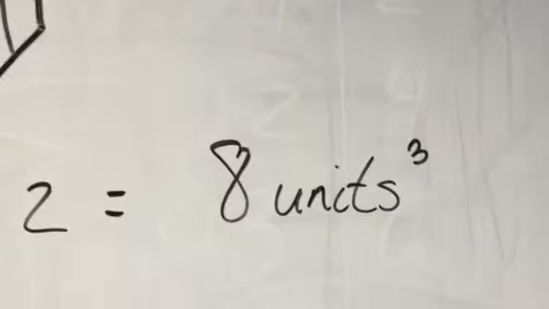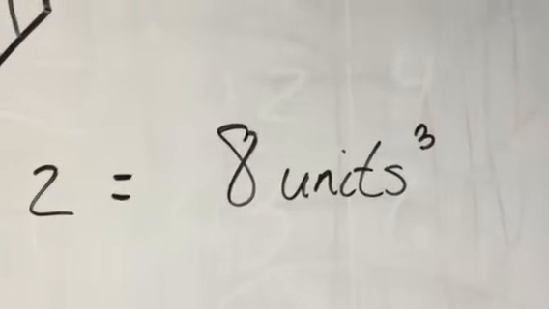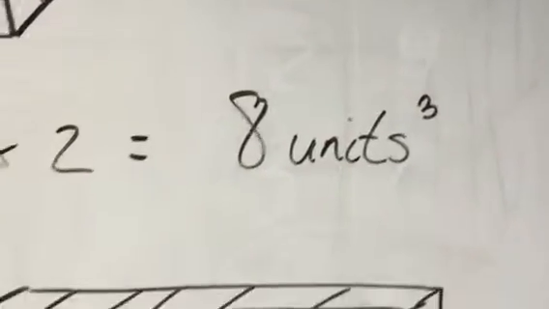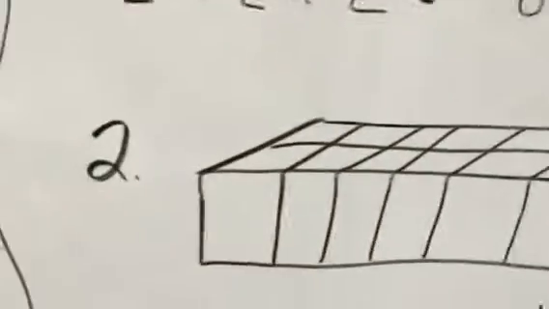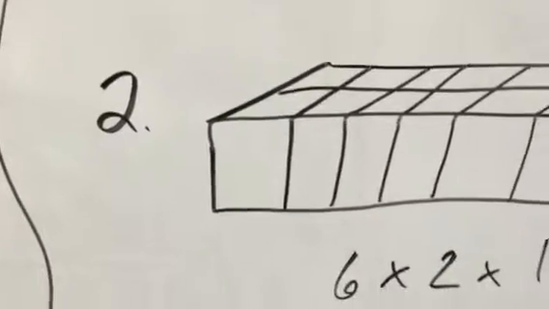Anytime we're looking for volume, we have to put that little 3 up there, or write in cubic units. That 3, that exponent, means cubed. And again, that means cubed because it's talking about 3 dimensions: height, length, and width.